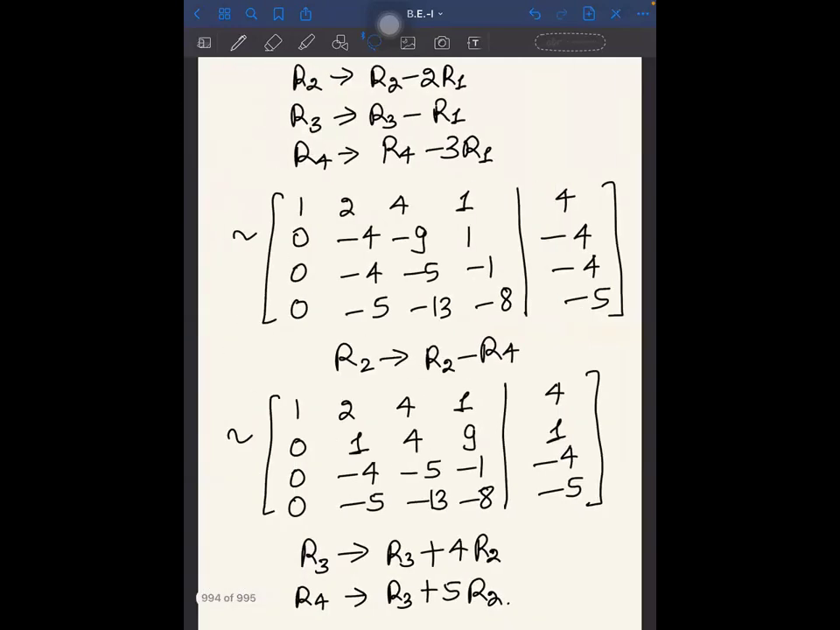Yeah, what did you say? So R4 must be R4 plus 5 R2. Yes. You have written just R3. Yeah, just a symbolic mistake, I guess. Yes. Now is it fine?